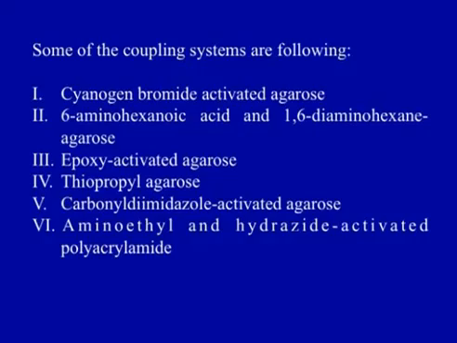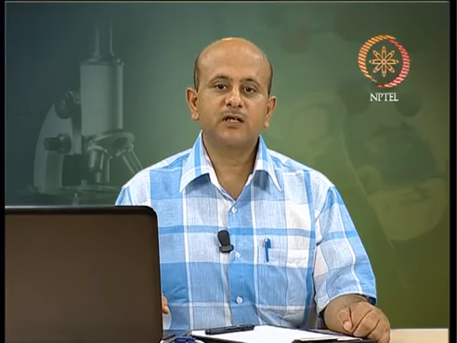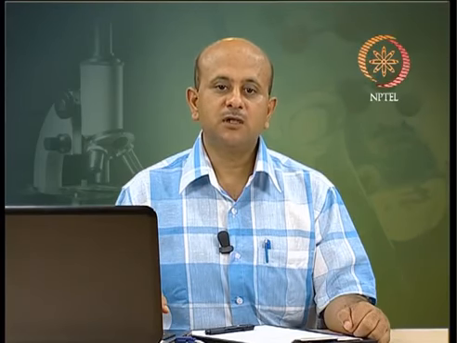There could be others like 6-aminohexanoic acid and 1,6-diaminohexane agarose, which could be utilized in case of small ligands where steric interference occurs because the ligand is too near to the matrix surface. A 6 carbon atom spacer is inserted between the matrix and the ligand, using agarose to which 6-aminohexanoic acid or 1,6-diaminohexane are coupled. So, you can have a coupling agent with a spacer arm. This could be utilized in this case.